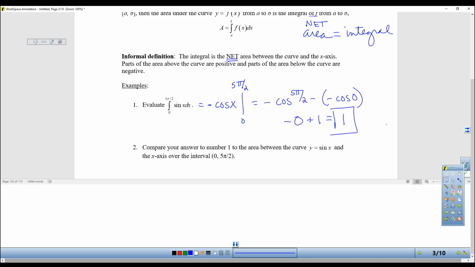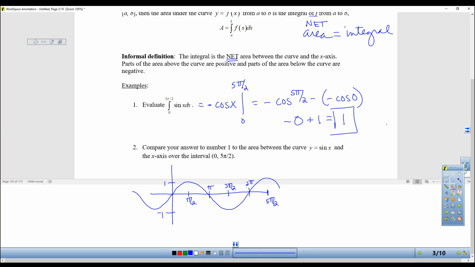So let's compare that to area. I'm going to draw the sine curve. Sine goes up, and then down, and then up, and then down. It does this in the other direction too. So this right here is pi halves. It comes back down at pi. At 3 pi halves, it's down there at -1. And this is 2 pi. So this right here is going to be my 5 pi halves.